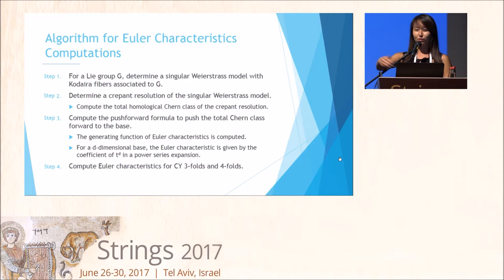For the third step, you compute the push-forward formula repeatedly to push the total Chern class all the way forward to the base. From here, we get the generating function of Euler characteristics. For example, if you consider a d-dimensional base, the Euler characteristic is simply given by the coefficient of the dth power of the variable t when you do the power series expansion. So far, after step three, we got the Euler characteristics for generic elliptic fibrations. To compute for the physics, we apply Calabi-Yau conditions for the threefold and fourfold.